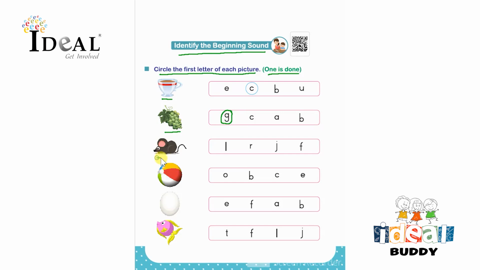Next is rat, starts with the letter R and the beginning sound is R. Next is ball, starts with the letter B and the beginning sound is B. Next is egg, starts with the letter E and the sound is E. Next is fish, starts with the letter F and the sound is F.